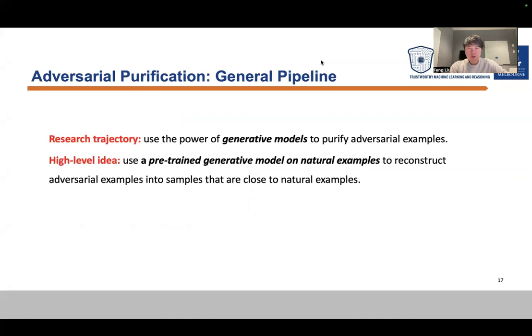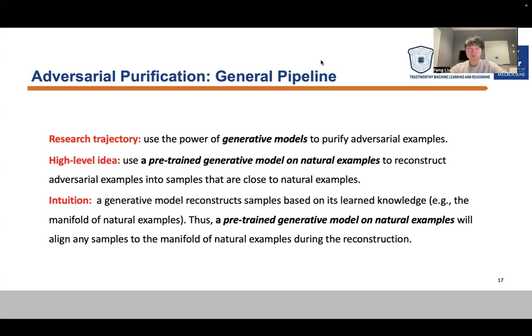So the main research trajectory here is to use powerful generative models to purify adversarial examples. The high-level idea is to use a pre-trained generative model on natural examples to reconstruct the adversarial example into samples that are close to natural examples. The intuition is that a generative model reconstructs samples based on its learned knowledge because it's trained on the natural examples, so for example, the manifold of natural examples. Thus, a pre-trained generative model on natural examples will align any examples to the manifold of natural examples during the reconstruction.